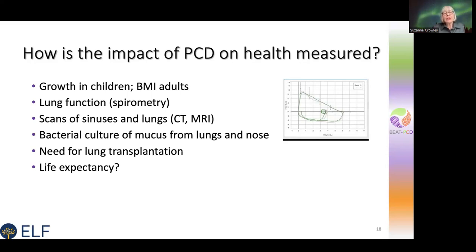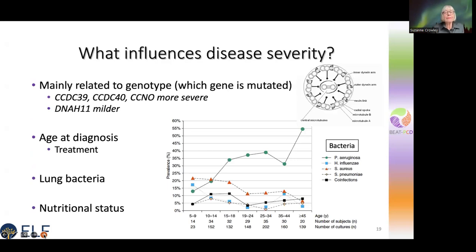We can take culture of the mucus, so we can grow mucus in the lab to see which bugs we get from mucus in the lungs and the nose. And it's important that that's done when you go to the clinic for your routine follow-up, and if possible, when you're sick. The need for lung transplantation is also a measure of lung health, and I'll just spend a little bit of time on that in a moment. And life expectancy, which really we don't know much about, but for many people with PCD is probably normal.